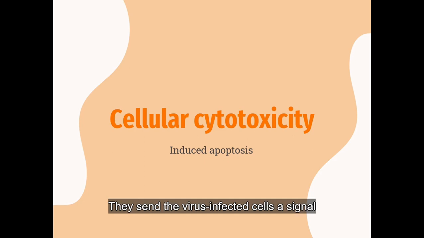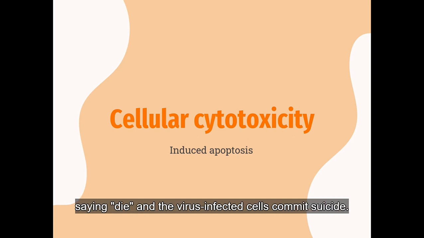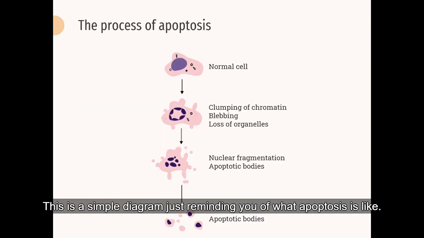That's exactly what T cells do to virus-infected cells. They send the virus-infected cells a signal saying, die. And the virus-infected cells commit suicide. And when the cells die, so too do any viruses inside them. This is a simple diagram just reminding you of what apoptosis is like.